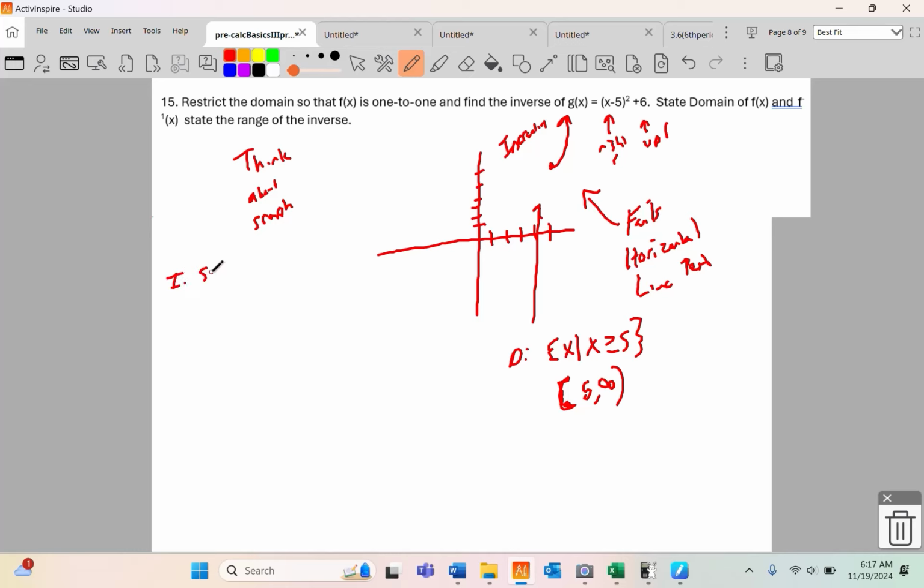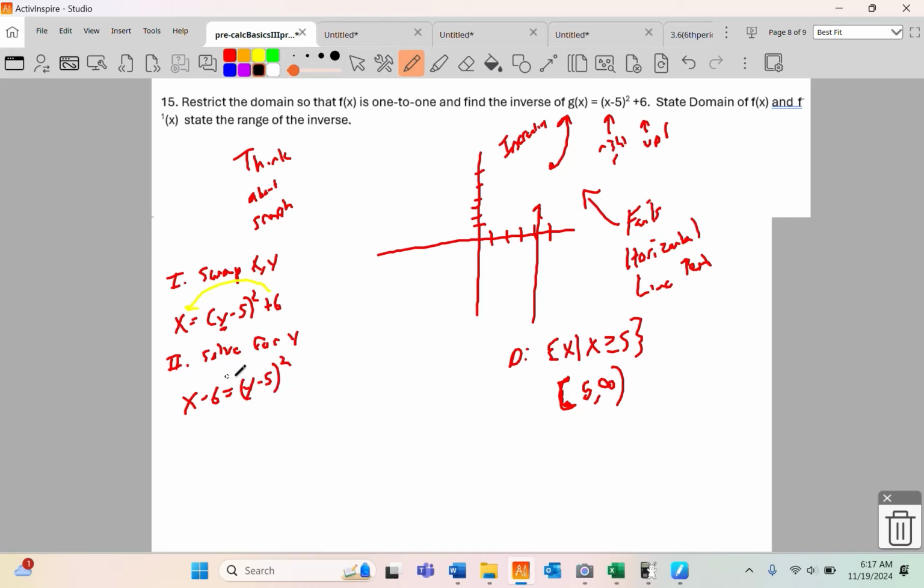Step 1 is we swap x and y. So on this one, we get the g out. X is y minus 5 squared plus a 6. And now we're in step 2, which is solve for y. And our goal is to get y in here. That's your goal. We're going to subtract the 6. X minus 6 equals y minus 5 quantity squared.